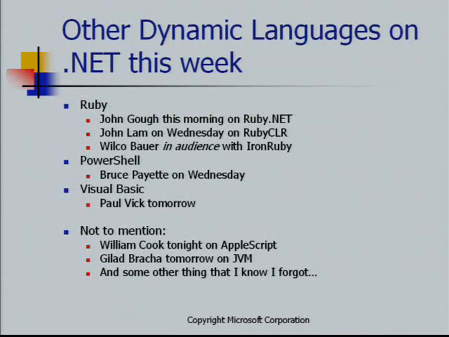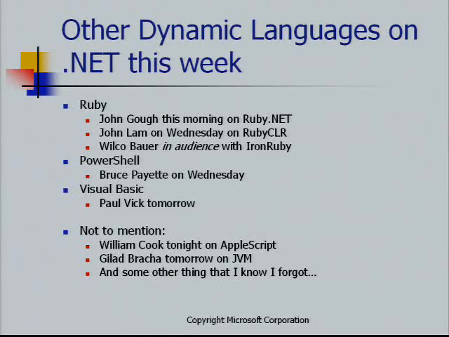Okay, so moving into the second part of the talk. There are other dynamic languages on .NET. Is my mic still working? Okay. Ruby. Everybody in the audience has heard of Ruby, I suppose. I've seen it mentioned once or twice in the press, once or twice on blogs. Okay. We've got lots of things going on with Ruby on .NET here. John Gough gave a talk this morning on Ruby.NET. John Lam's going to be talking on Wednesday on his bridge, Ruby CLR. Wilco Bauer, who may or may not be in the audience, but has been off and on, also built IronRuby, which of course is the Ruby implementation with the best name.